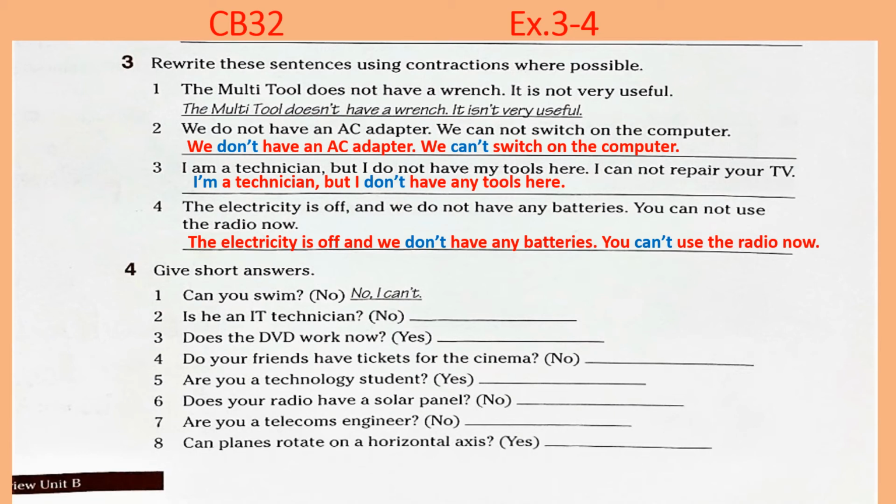Okay, now let's move to number 4. Give short answers with yes or no. Okay, number 1, can you swim? You should answer with no. You say no, I can't.